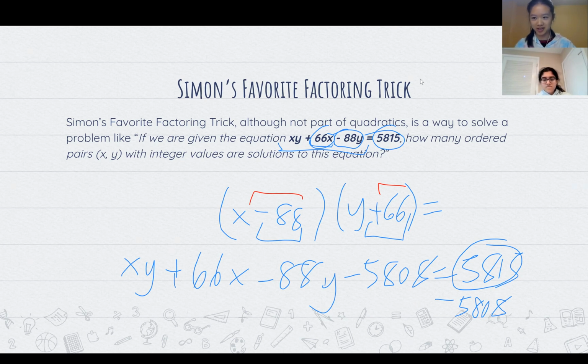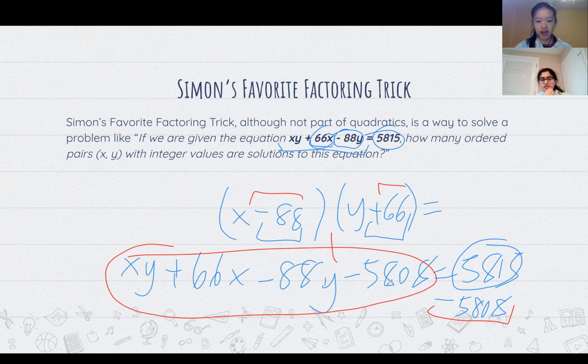Yeah, that's a perfect explanation. And since we're subtracting this from both sides of the equation, this side is basically the factored form. And on this side, 5,815 minus 5,808 equals 7. So this is still equivalent to the original form. It's just that we've factored it.